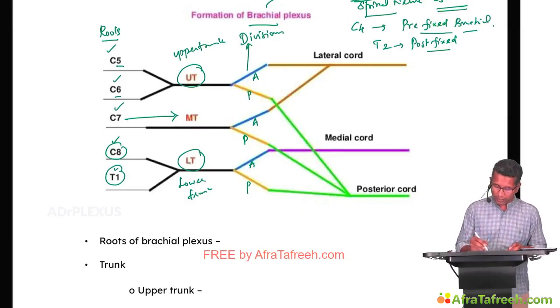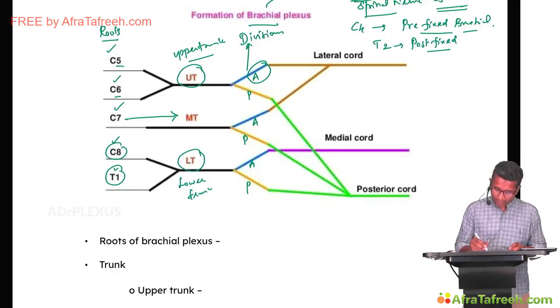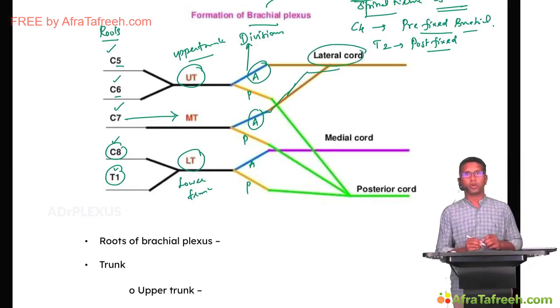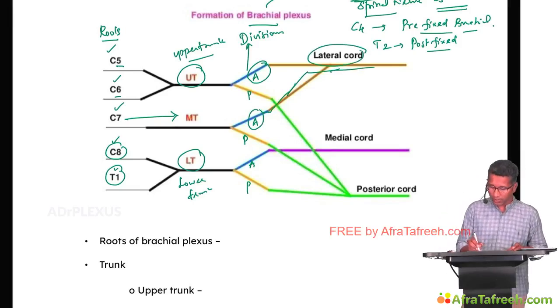So the anterior division of the upper trunk and the anterior division of the middle trunk join to form a cord called the lateral cord. So this is called the lateral cord. The anterior divisions of the upper trunk and the middle trunk join to form the lateral cord.